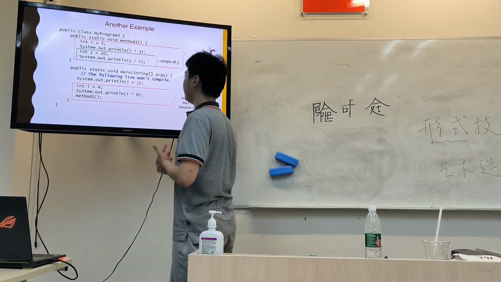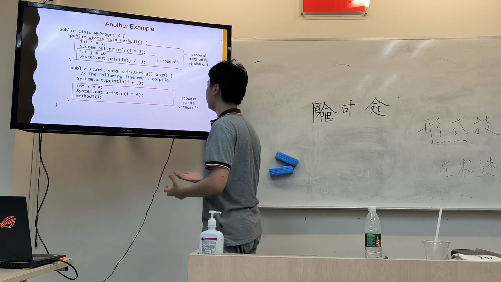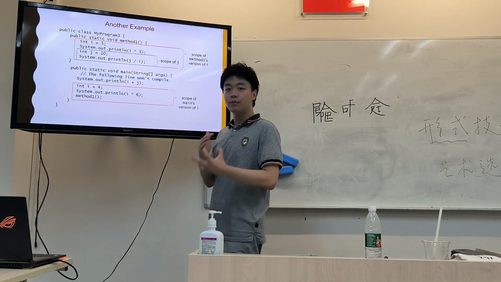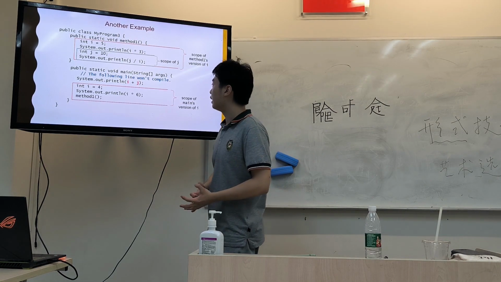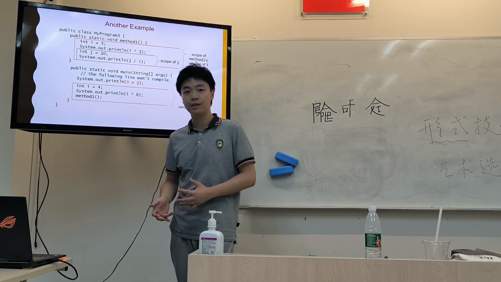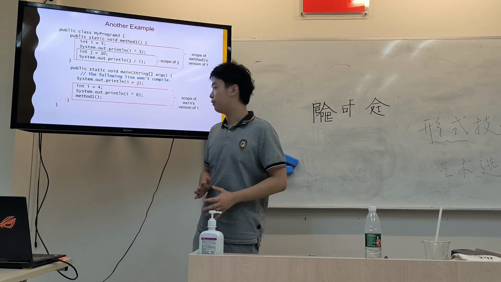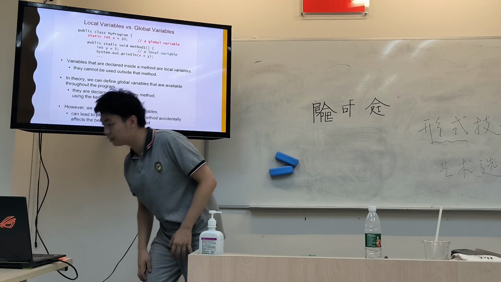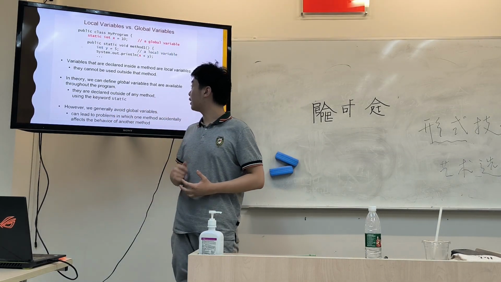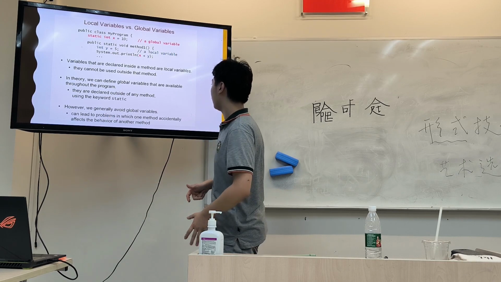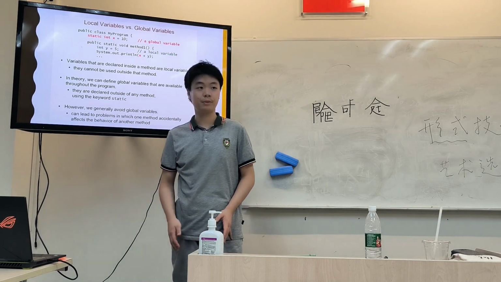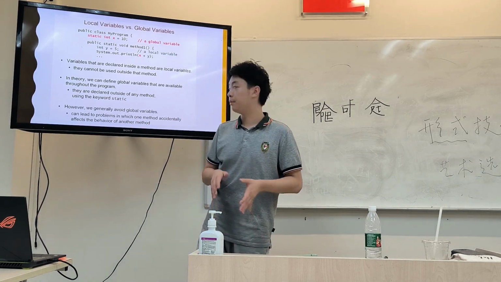So if you want to use the variable i again in another block, you can declare it again, and then probably you should assign other values, and then you can use this variable. Variables that are declared inside a method are local variables. So they cannot be used outside this method because this method is a block.